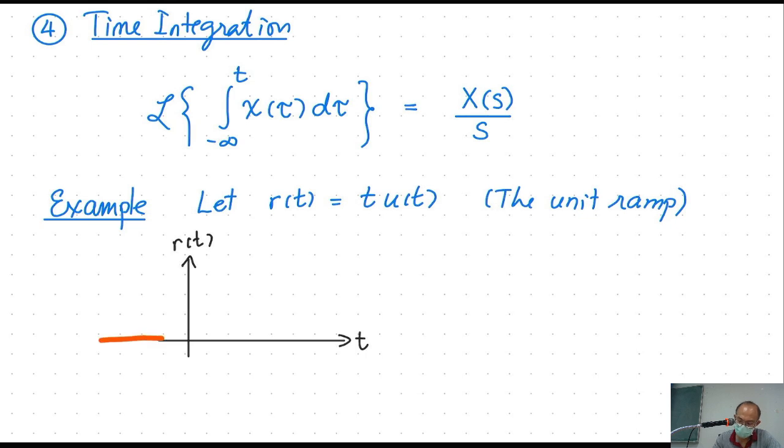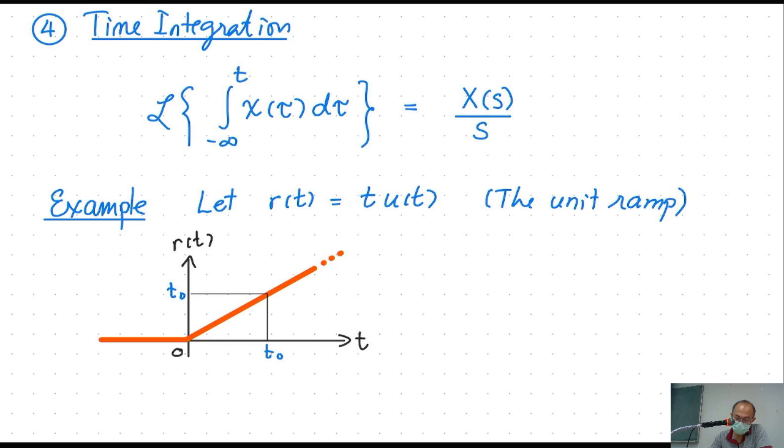It is 0 until time 0 when it increases uniformly with time. So this is the unit ramp signal. Okay, this is the graph of the unit ramp signal. We would like to find the Laplace transform of it.